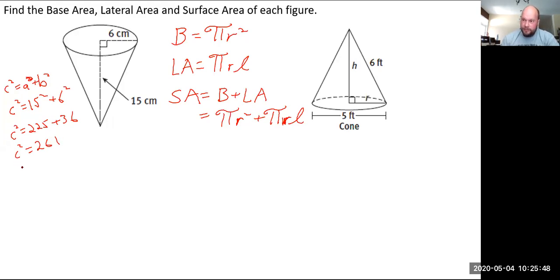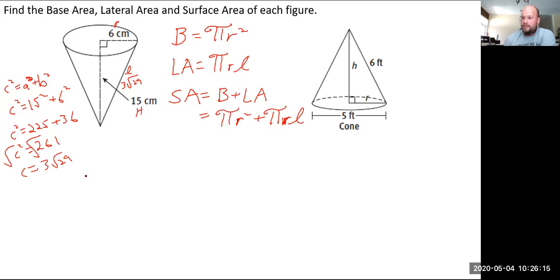And this one doesn't come out to a whole number when we take the square root, because again, we got to square root it to get rid of the square. It comes out to 3 radical 29. Or if you did decimal, that's fine too. But we have this side now, and that is going to be our slant height. So again, that's our L. This 6 up here was our radius. This 15 is our height.